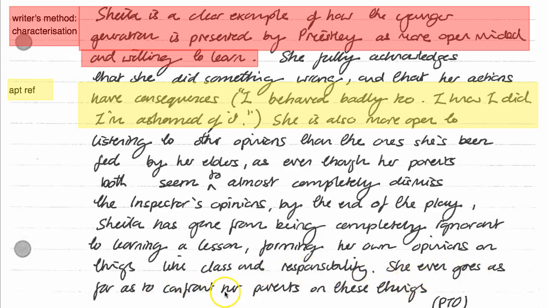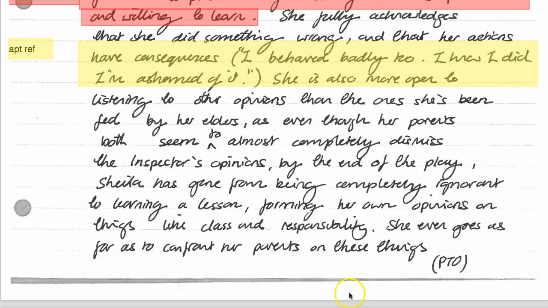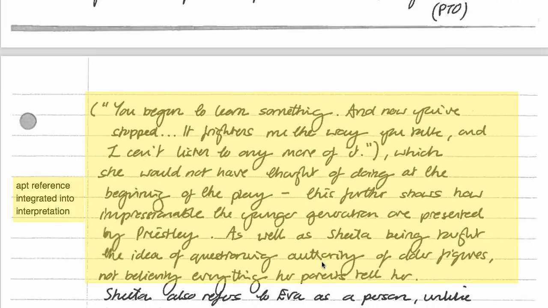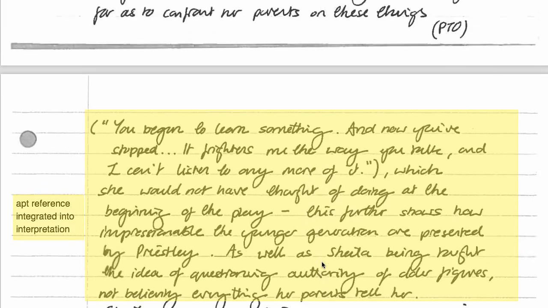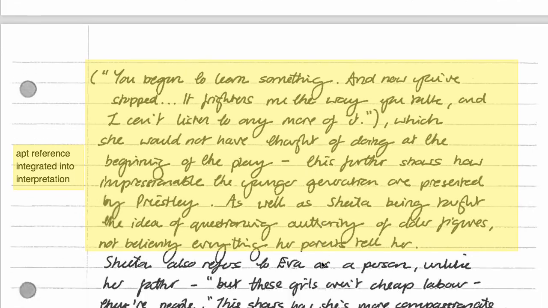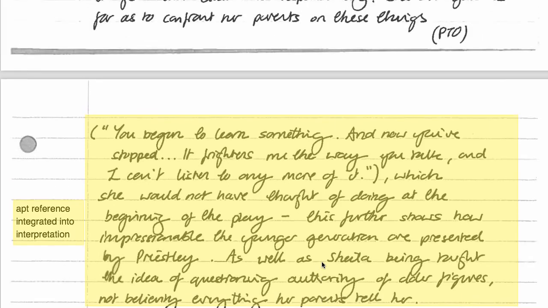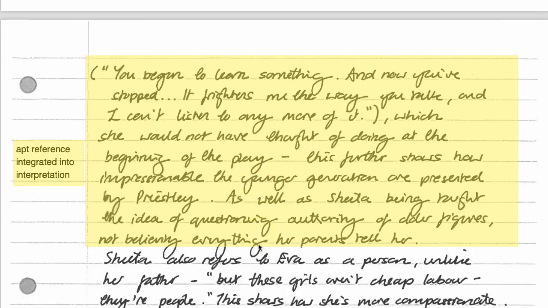She even goes so far as to confront her parents on these things. And this is where she now starts to score marks. This is especially for Prim Everdeen, by the way, who correctly said I kept calling the writer male. So this one's going to be female all the way through this video. So she does this well here, immediately putting the apt reference in.